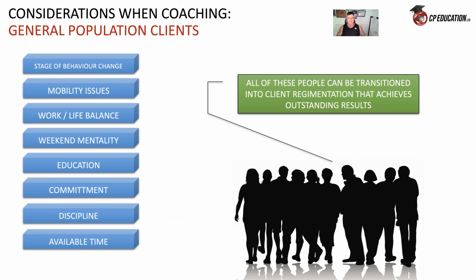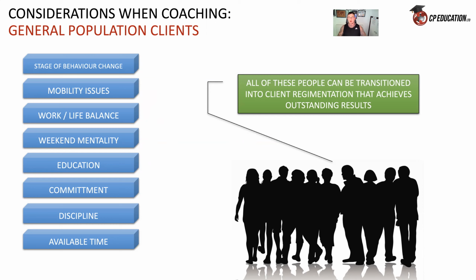They're going to have a weekend mentality. They are going to have a lack of education. They potentially won't have much commitment, so they'll have a high drop-off effect. And they will also have low discipline and probably claim that they have low available time. Right, all of these people can be transitioned into client regimentation that achieves outstanding client results. So this comes down to how you approach this. As I've previously said, if you throw someone into an aggressive, high intensity approach when they are not ready for it, you're not going to get a good response. So when it comes to general population clients, look at taking things steady.